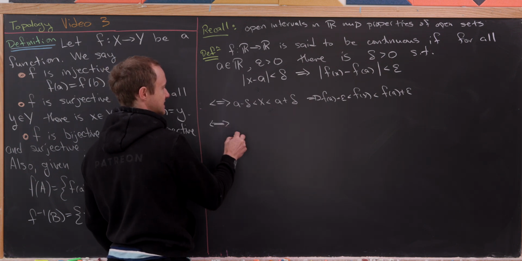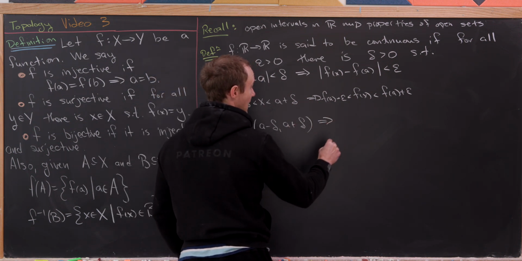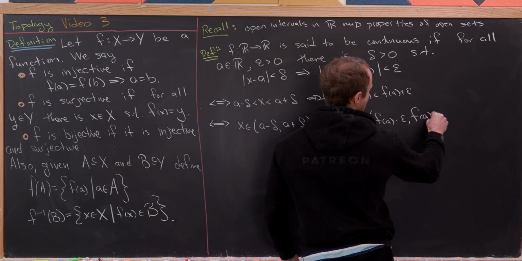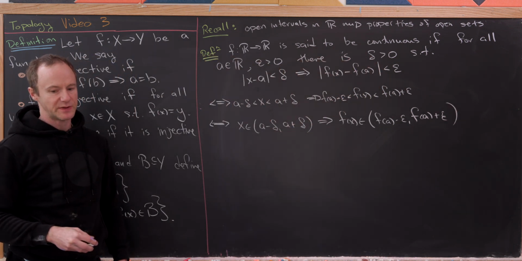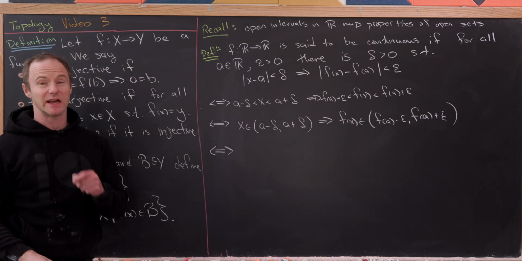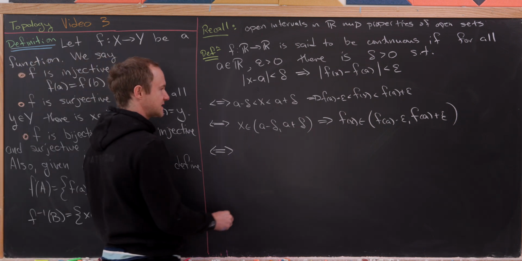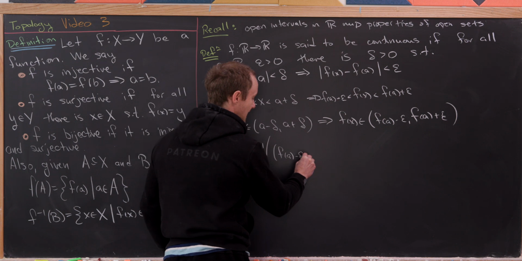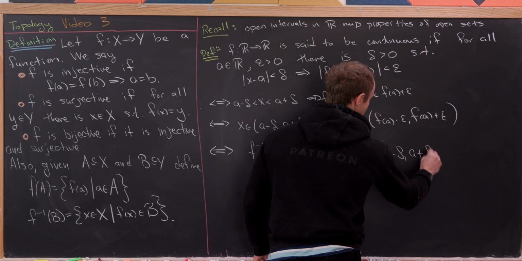So observe that x being inside of the open interval a minus delta to a plus delta implies f of x is inside of the open interval f of a minus epsilon, f of a plus epsilon. Okay, nice. But now here's the big jump: this relationship is in fact equivalent to a certain pre-image relationship. It's equivalent to the pre-image of f of a minus epsilon to f of a plus epsilon being equal to a minus delta to a plus delta.